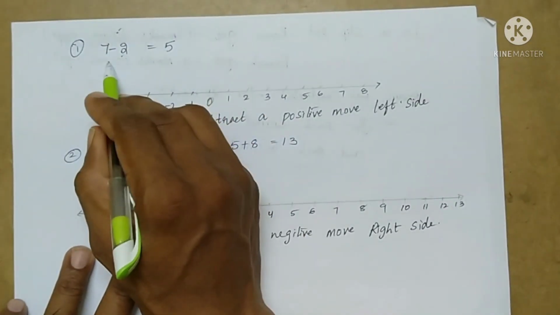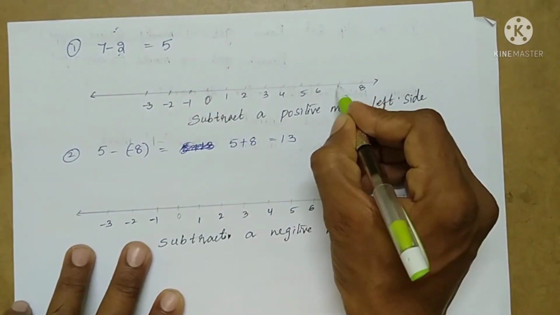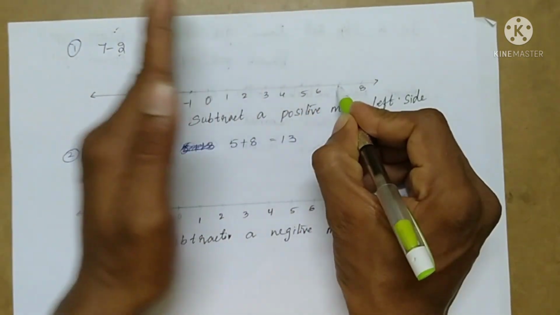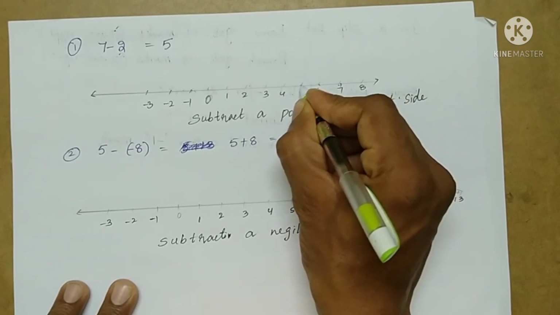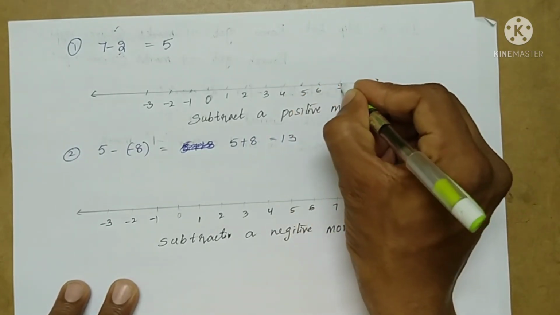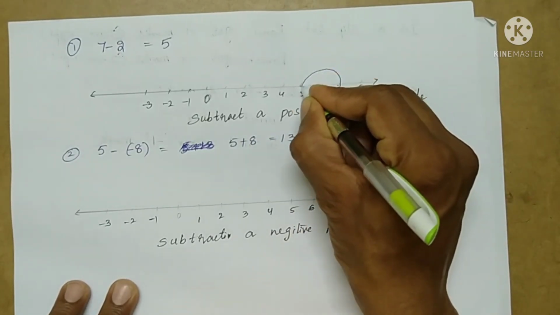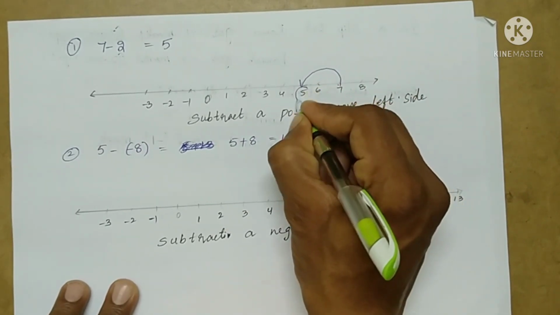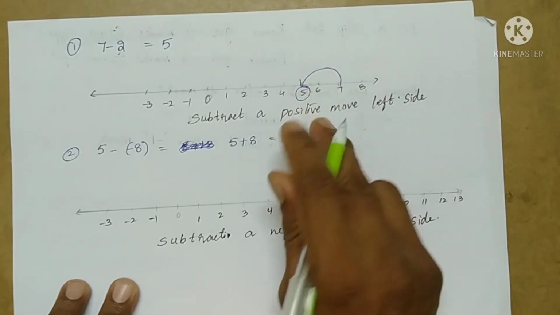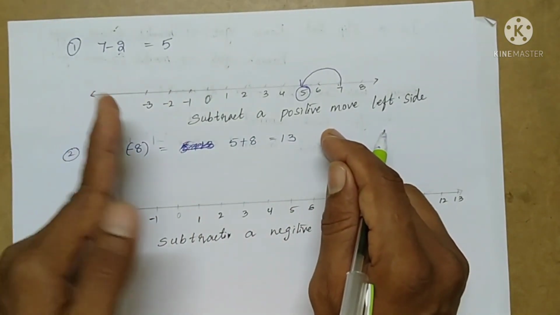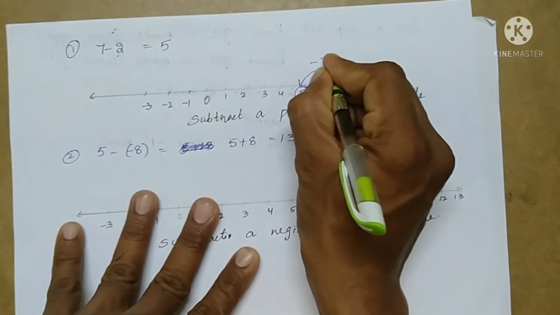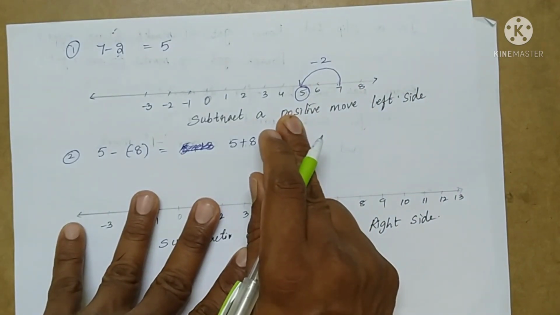So here 7 is here. We move left side on the number line. 7 minus 2, so 1, 2. Okay, 7 minus 2, so the result is 5. So subtract a positive integer, we move left side on the number line. Minus 2, result is 5.